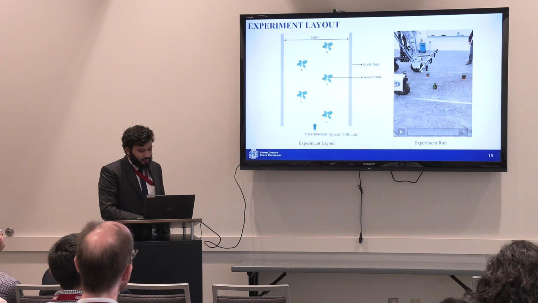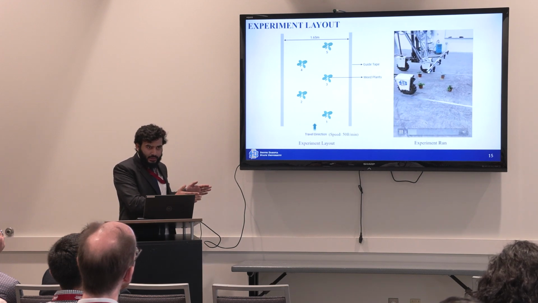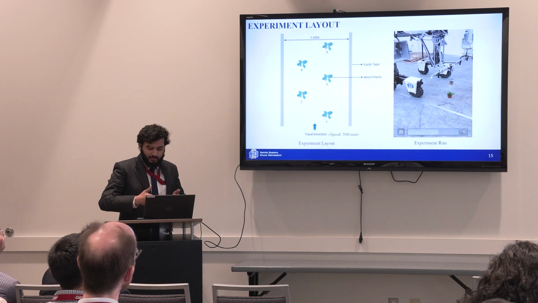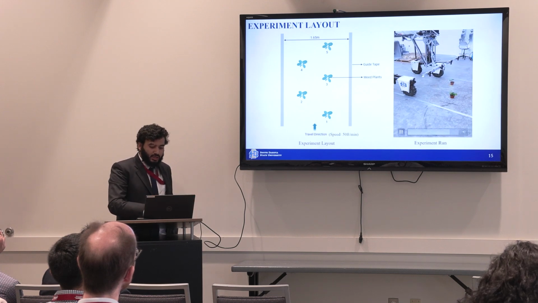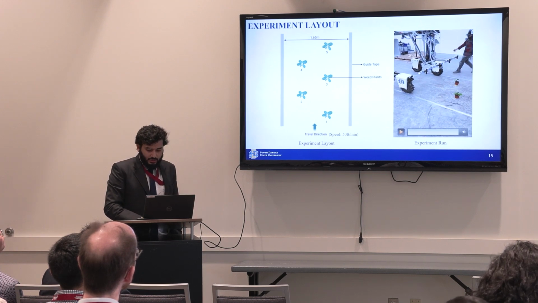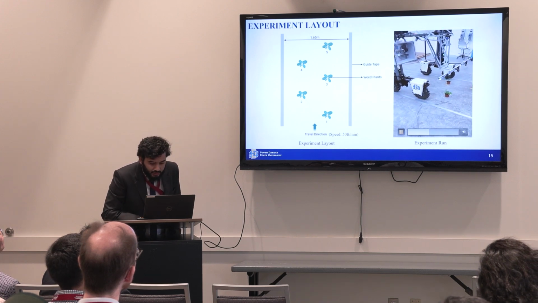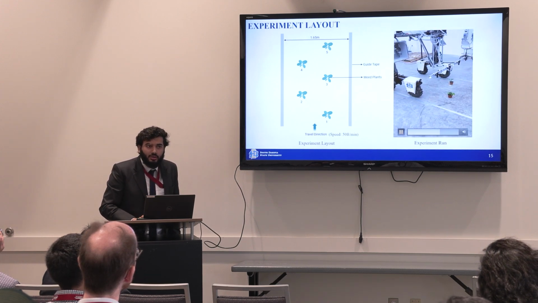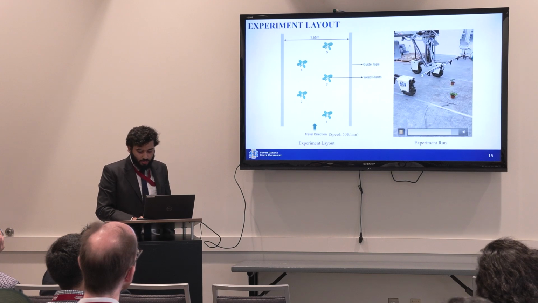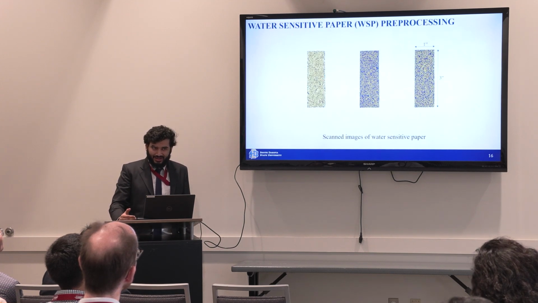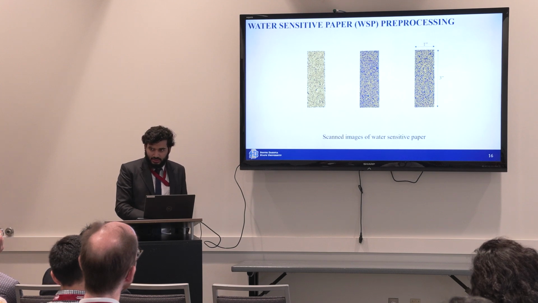This was the experiment layout between two guide tapes, and the distance between the guide tapes was decided based on the track width. The plants were kept and the robot was run. And water sensitive papers were put on the side, and I'm not sure whether the spray is visible or not. The spray was applied to those weeds. Then those water sensitive papers were collected and they were scanned using commercial scanners.